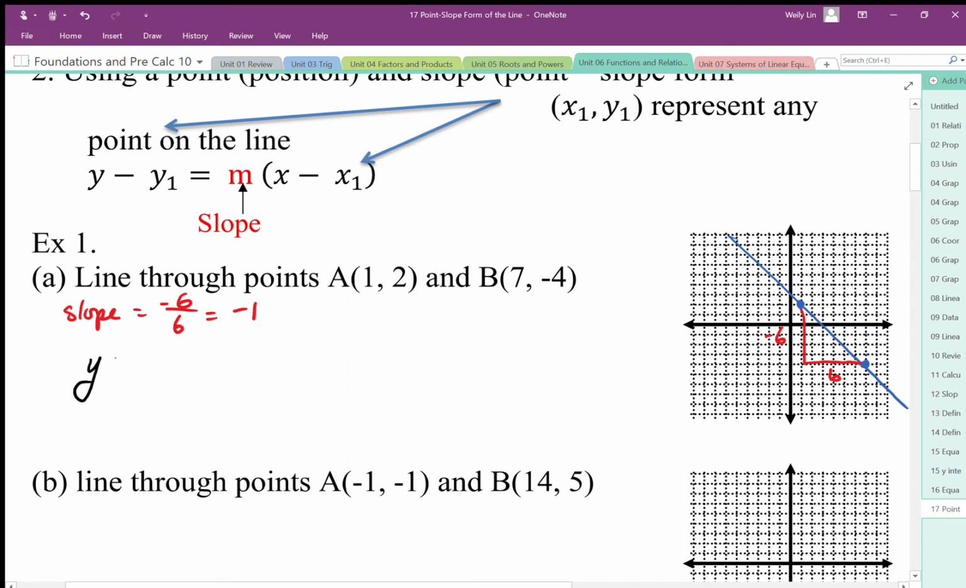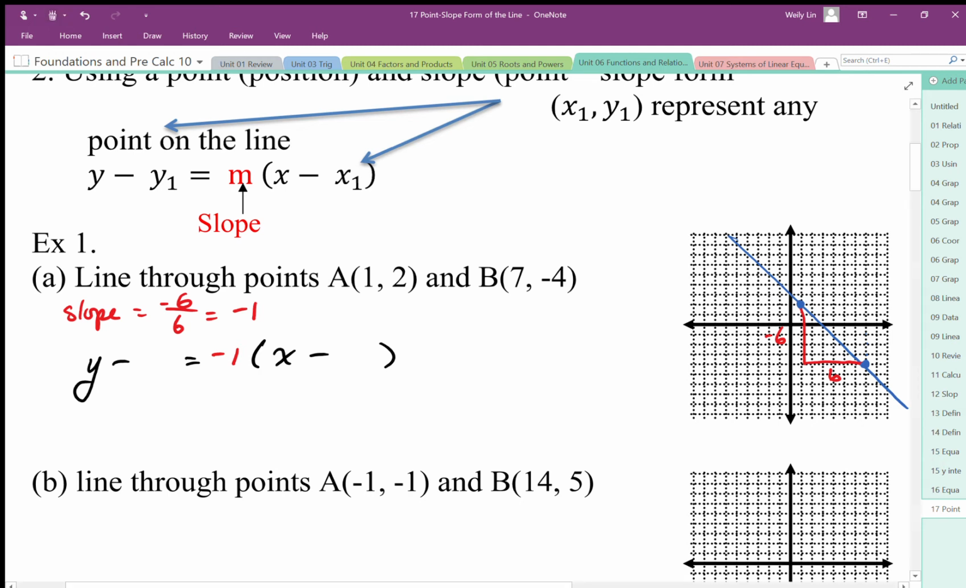Because my equation is going to look like this. y minus y1 equals the slope, in this case -1, times x minus x1. And as long as this x1, y1 is a coordinate pair on this graph, it doesn't matter what we use, because any point on that line with the slope will describe this specific line.